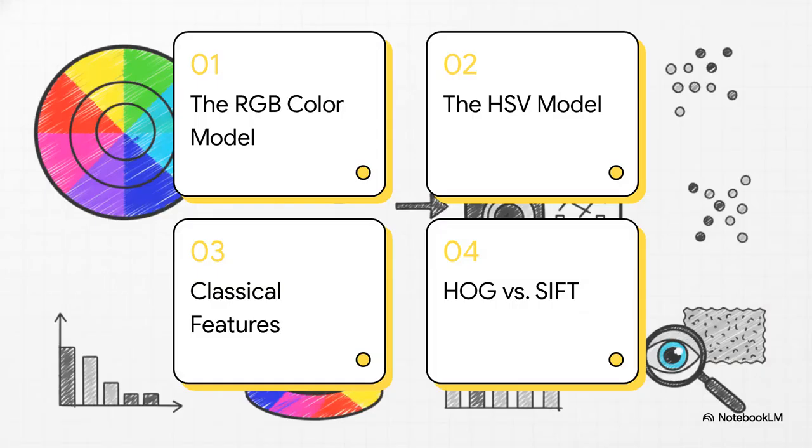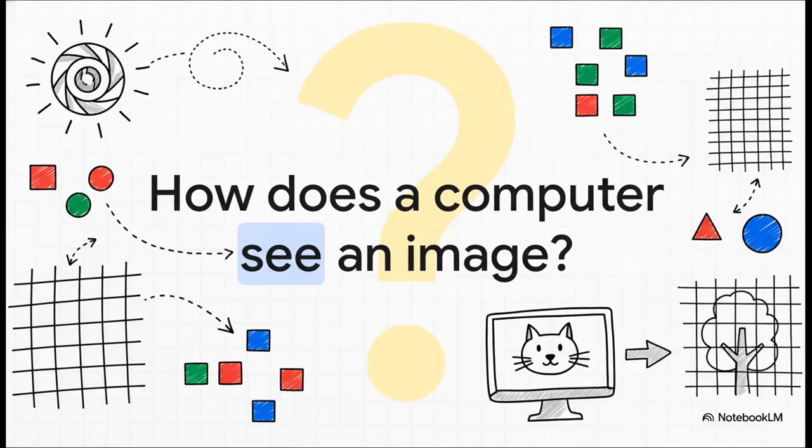We'll start with the language of color itself, first with the foundational RGB model, and then we'll look at a much more intuitive way to think about it with HSV. After that, we'll jump into how we actually find things in an image, putting two old-school heavyweights, HOG and SIFT, head-to-head. Before we get into any fancy algorithms, let's just pause and ask the most basic question of all. You and I, we see a picture of a duck, but a computer just sees a massive grid of numbers. So what really is a digital image from the machine's point of view?